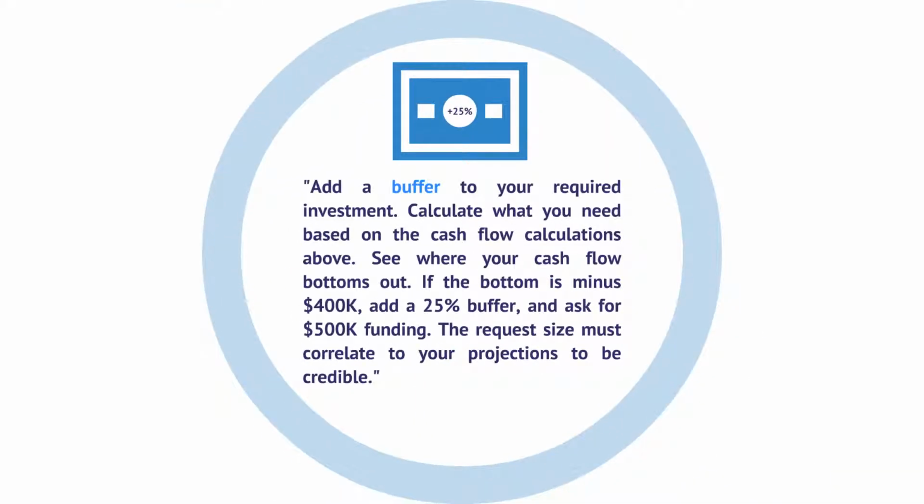Add a buffer to your required investment. Calculate what you need based on the cash flow calculations above. See where your cash flow bottoms out. If the bottom is minus $400,000, add a 25% buffer and ask for $500,000 funding. The request size must correlate to your projections to be credible.